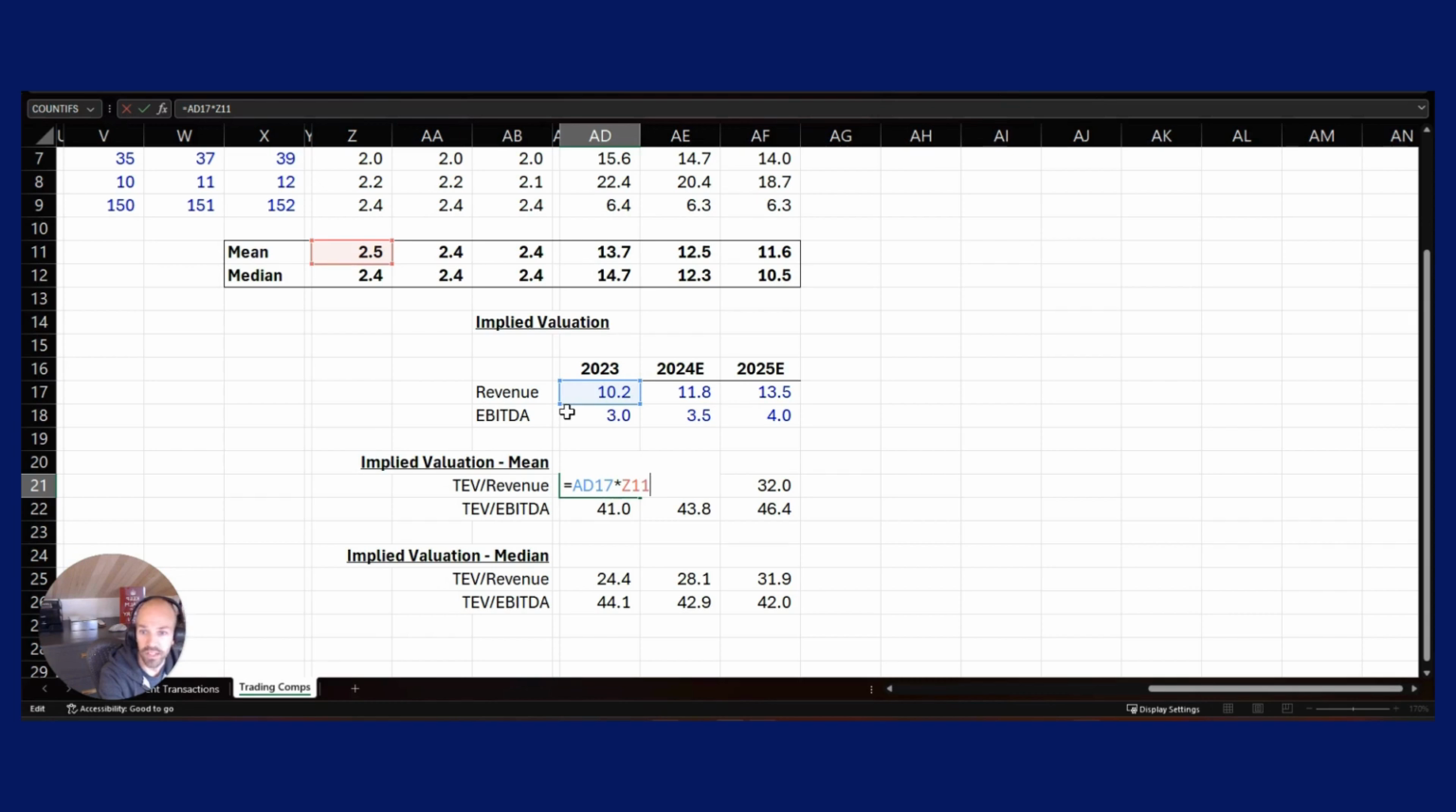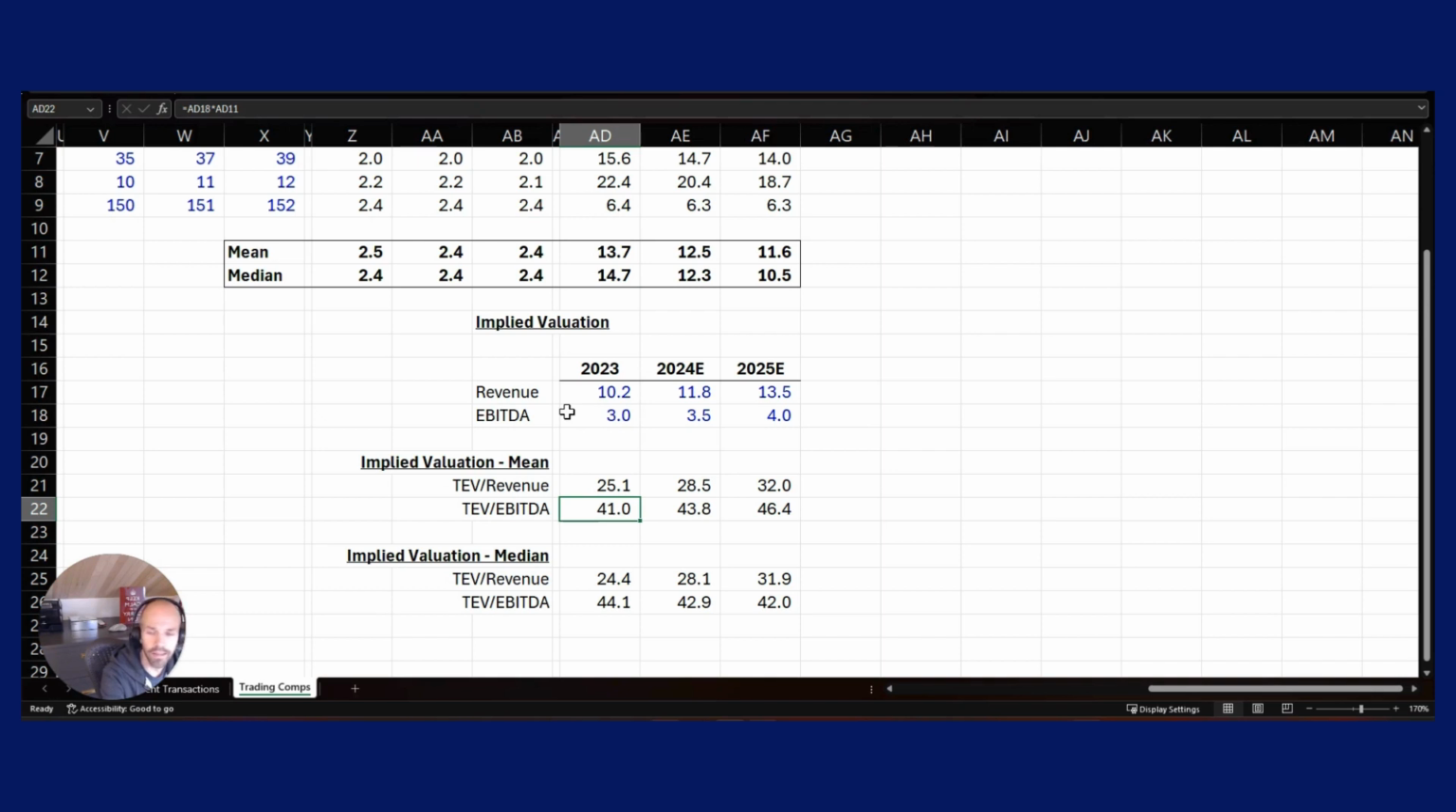So you can see here for the implied revenue of $25.1 million based on the 2023 numbers, I took the 10.2 million of revenue and multiplied it by the average multiple for that period of 2.5 to come up with 25.1, and then did the same thing on the EBITDA side of things. Took 3 million of EBITDA and multiplied it by the average multiple.